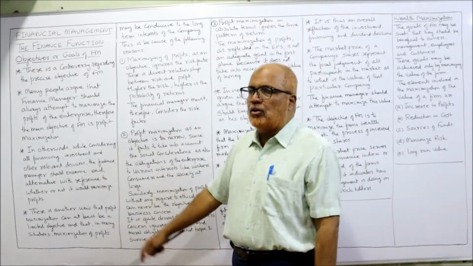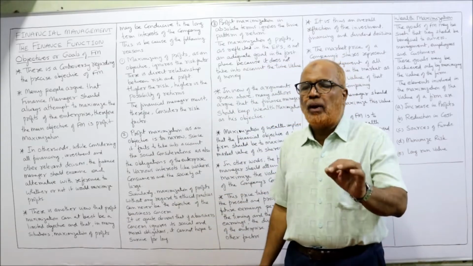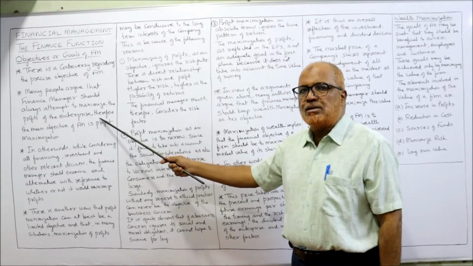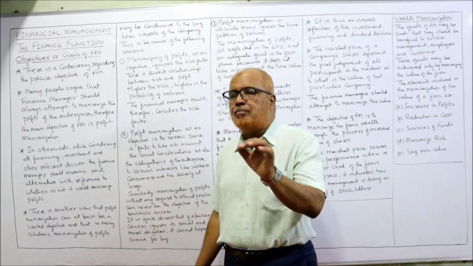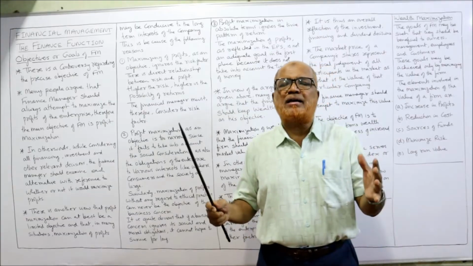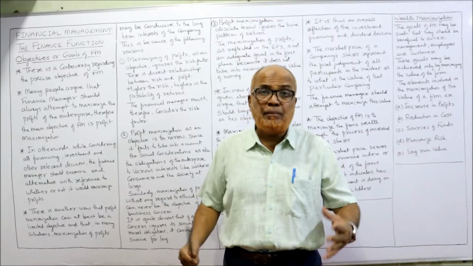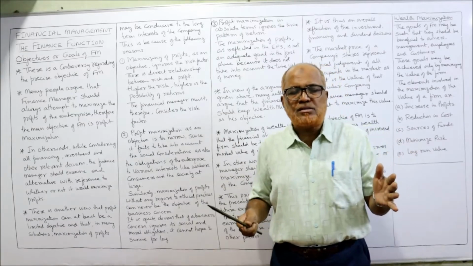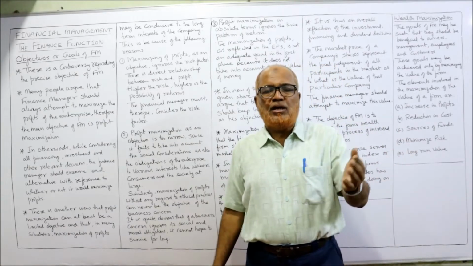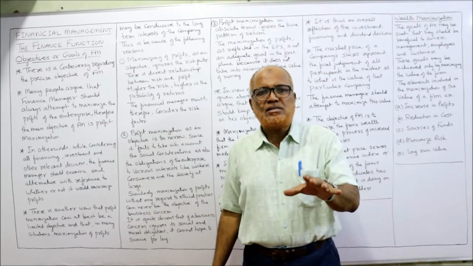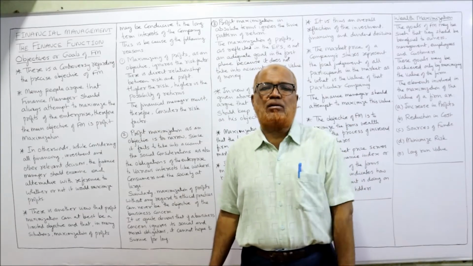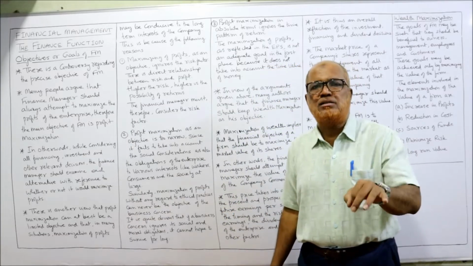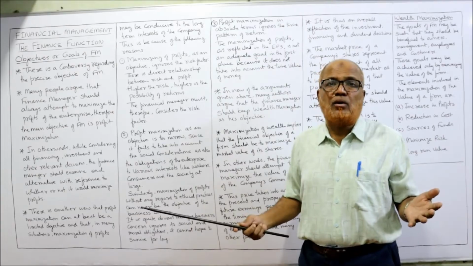Many people will argue that the financial manager should always attempt to maximize the profit of the enterprise. Therefore, the main objective of financial management is maximizing the profit. Many people will argue that the objective of the business is to earn profit, to maximize the profit. Hence, the objective of financial management should also be to maximize the profit. That is the opinion of many people.